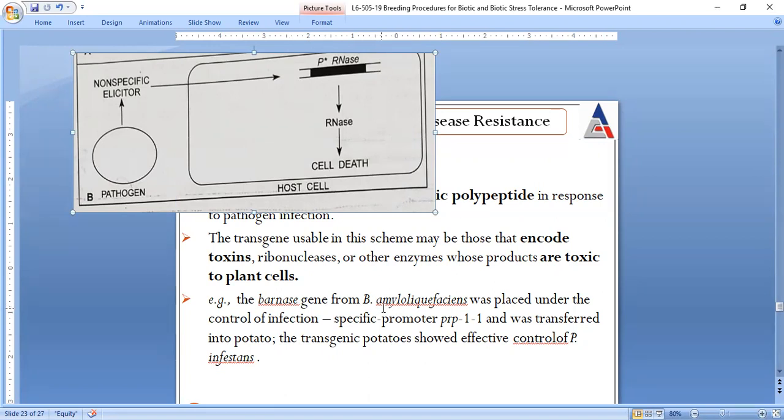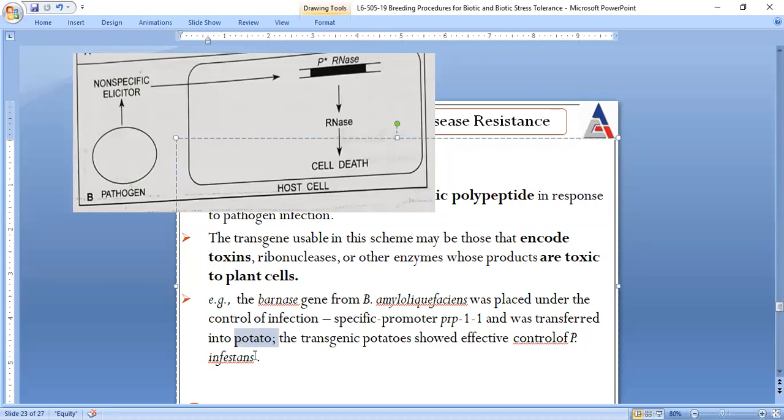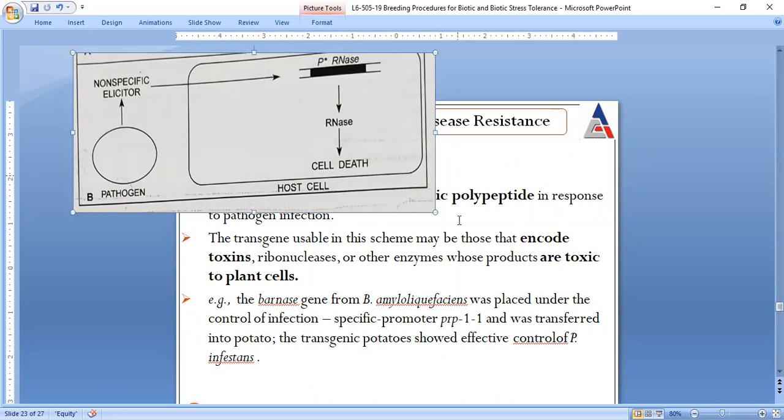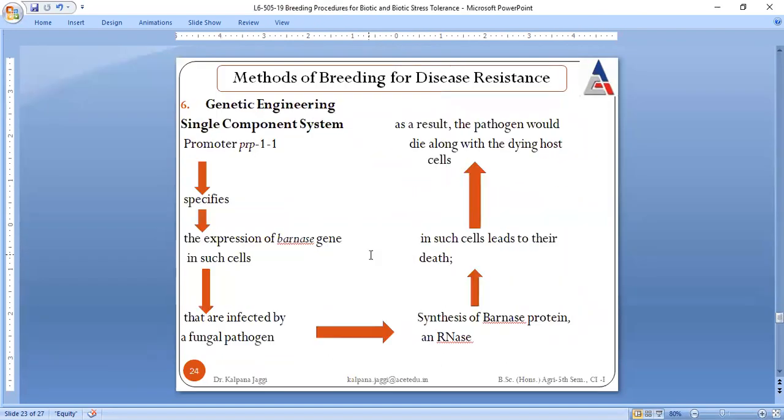So one example that could better explain a one component system is the Barnase gene from Bacillus amyloliquefaciens. It is placed under the control of an infection-responsive promoter, PRP11. We are talking about this infection in terms of a crop, say potato, and the potatoes into which this transgene was introduced showed effective control of the Phytophthora infestans disease, right? So this is all about the one component system.